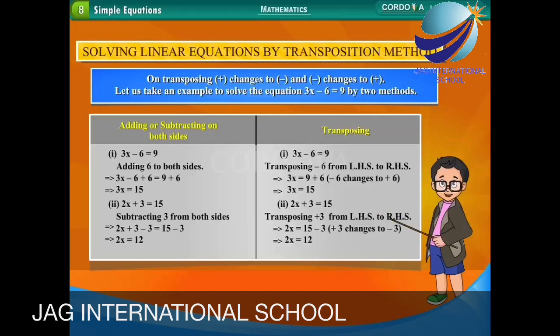2x plus 3 is equal to 15, subtracting 3 from both sides. This implies 2x plus 3 minus 3 is equal to 15 minus 3. This implies 2x is equal to 12. Transposing. 2x plus 3 is equal to 15. Transposing plus 3 from LHS to RHS. This implies 2x is equal to 15 minus 3. Plus 3 changes to minus 3. This implies 2x is equal to 12.